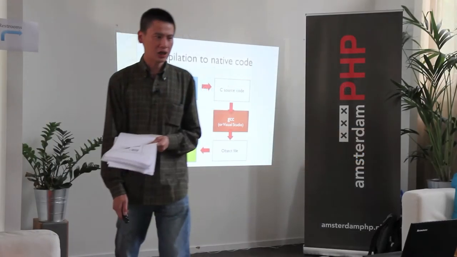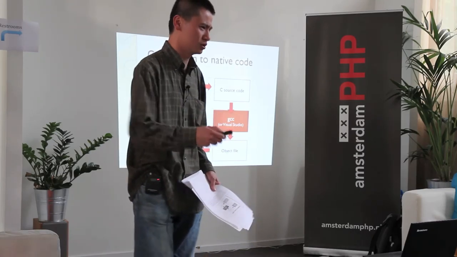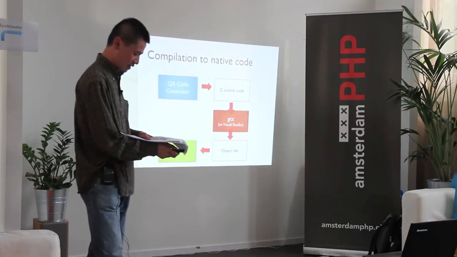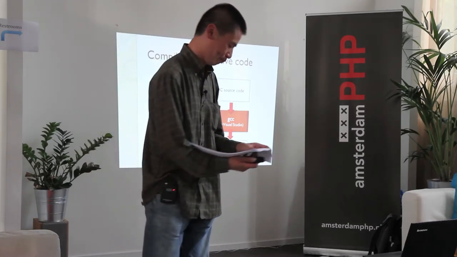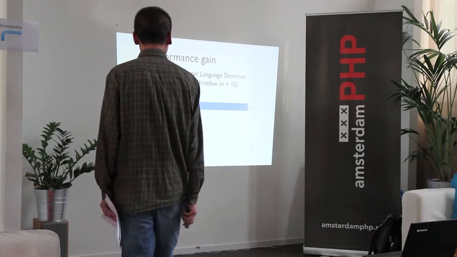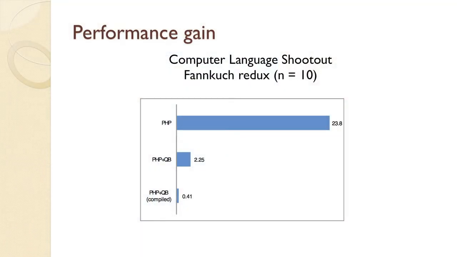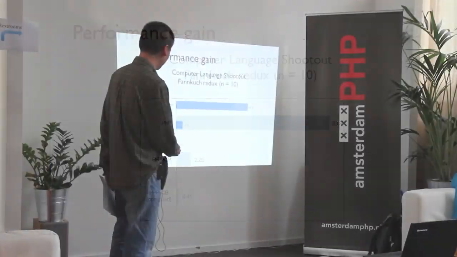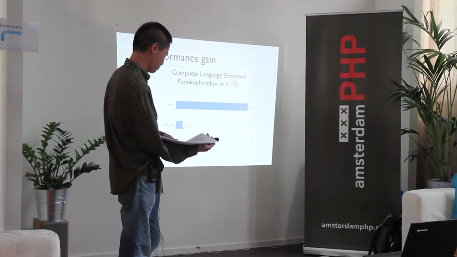The process is fairly quick. It's usually less than half a second, and faster than that in most cases. And it only needs to happen when there's a change in the code. Okay, the performance gain here is quite large. Down here, 4.41 seconds compared to 2 seconds. So it's, let's see, it's almost 6 times faster.